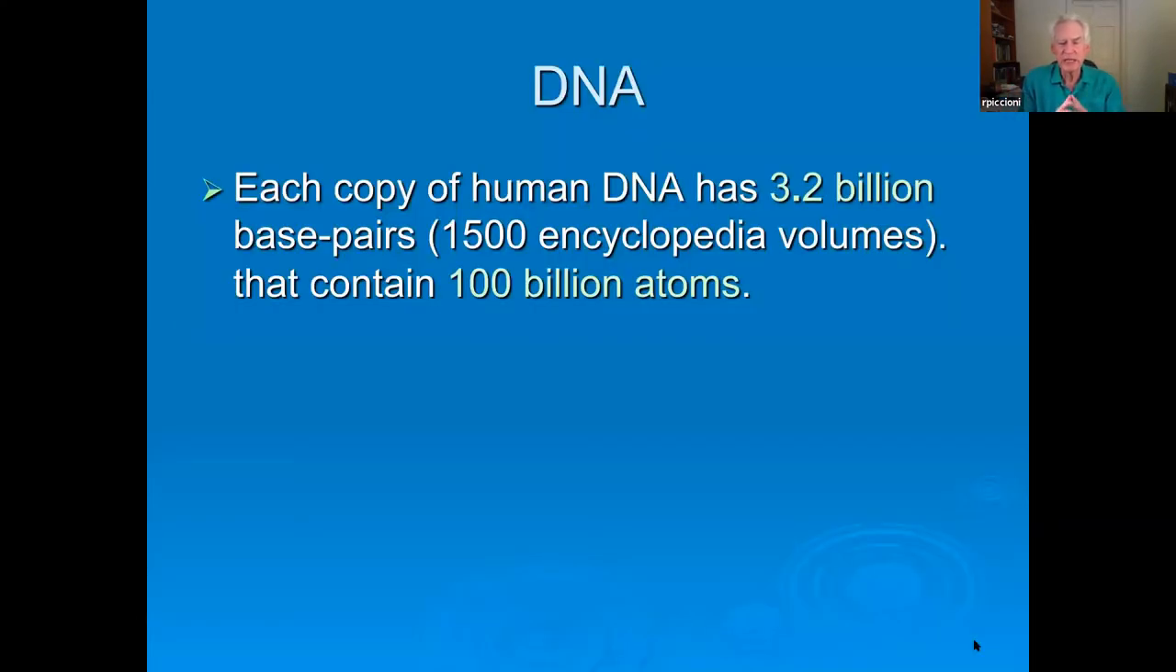Okay, so anyway, in almost every cell in a human body, you have a complete set of human DNA. And one complete set of human DNA has 3.2 billion nucleotide base pairs that contain a total of 100 billion atoms. And that is an enormous amount of complexity. Indeed, 3.2 billion letter codes, there's a 4-letter code, and you have 3.2 billion of them. That's enough characters to fill 1,500 volumes of the Encyclopedia Britannica.